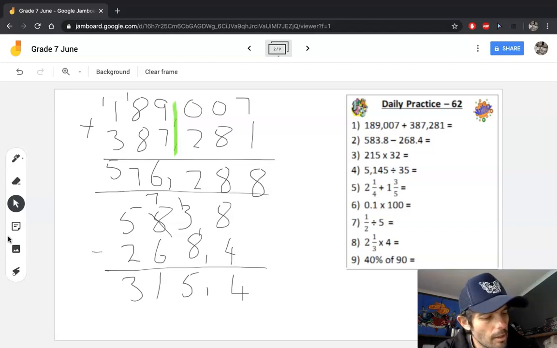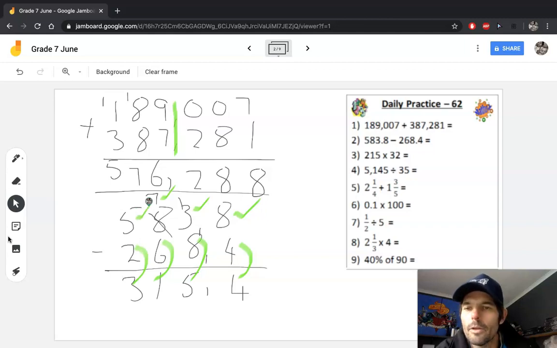Remember, we can check the subtraction sum by doing the opposites and adding. So 4 plus 4 is equal to 8, yes. 5 and 8 is equal to 13, yes. 1 and 6 equals 7, and 3 and 2 equals 5. So then we can be confident that we've done the correct calculation and that our work is indeed right.